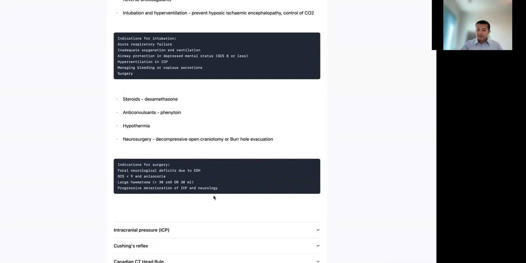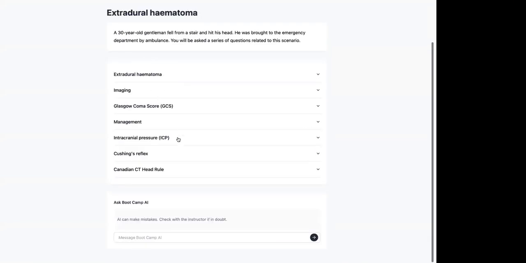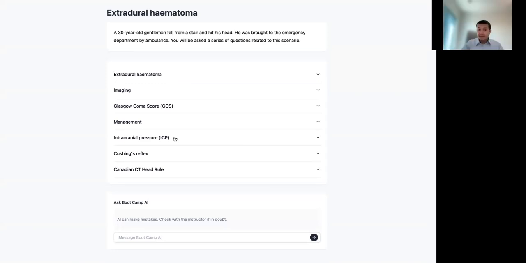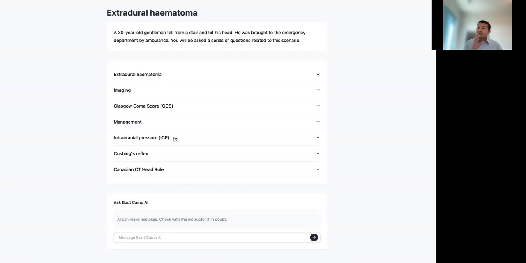So let's talk about the intracranial pressure. What's a normal intracranial pressure? 7 to 15 millimeters of mercury. And what is the perfusion pressure? Cerebral perfusion pressure is mean arterial pressure minus ICP. Very good. That's the difference between the mean arterial pressure and the intracranial pressure.